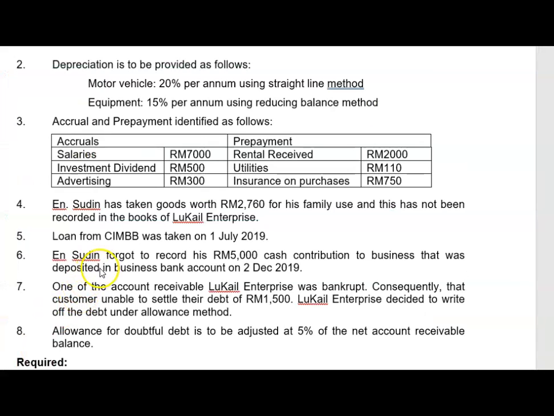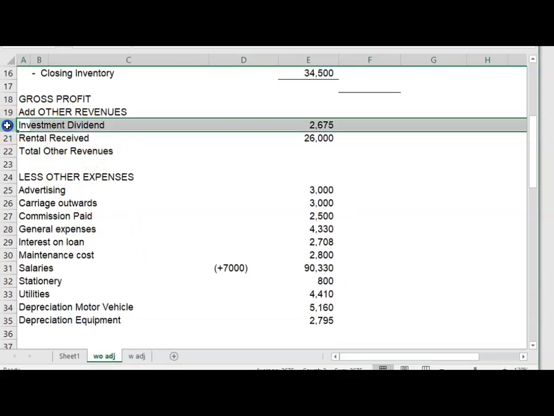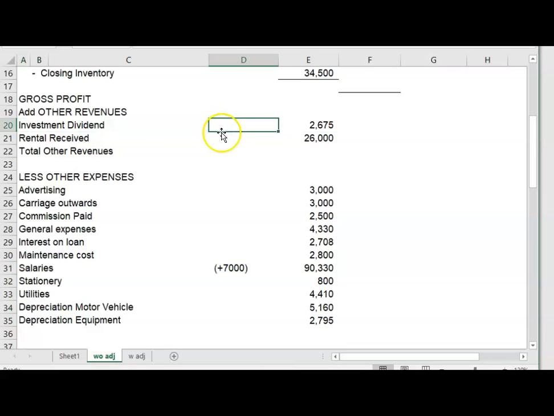Now let's have a look at another one. Investment dividend, 500 ringgit. The accruals, not yet been paid the investment dividend. Okay, now look at the answer. Find out where the investment dividend is. There you go, on the other revenues. You need to add because it's accrual. Accrual must be added. So you need to add 500 ringgit on the investment dividend. So add with 500, just calculate on your calculator. So then you will have 3,175, your investment dividend.